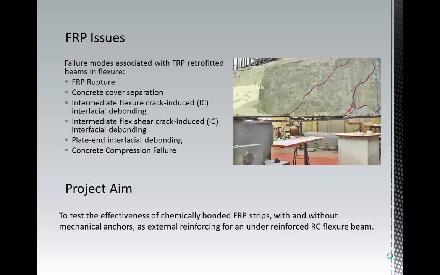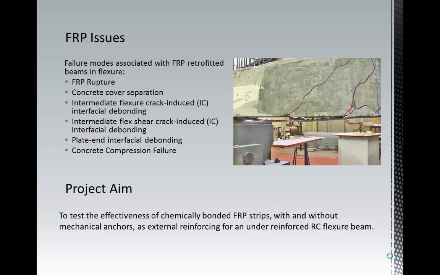So after completing research into past experimental investigations, I found that there are a number of issues related to the potential failure modes associated with FRP retrofitted beams in flexure. These include FRP rupture, concrete cover separation, intermediate flexure crack and flex shear crack induced interfacial debonding, plate end interfacial debonding, and concrete compression failure.